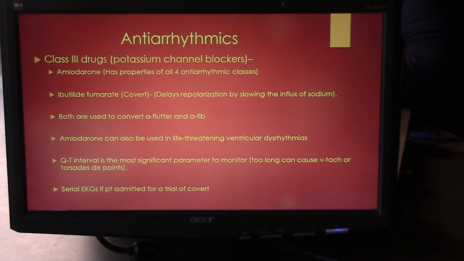Class 3 drugs are potassium channel blockers. An example of that would be amiodarone.